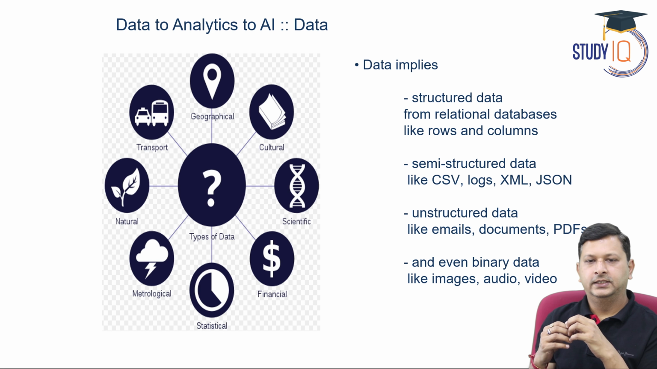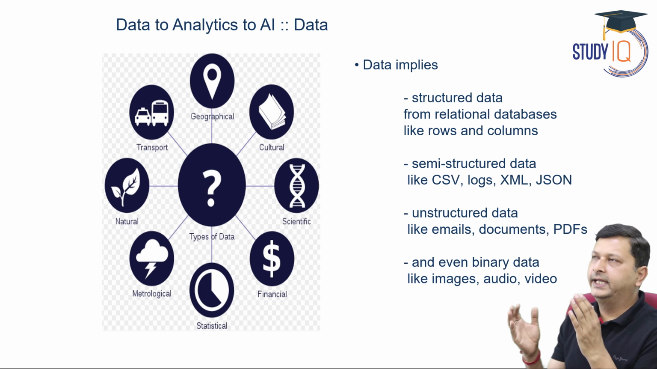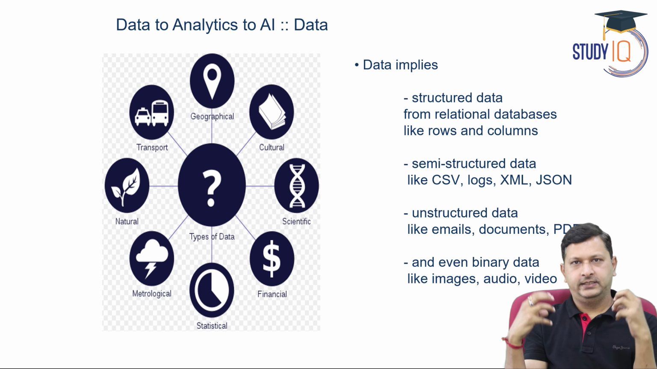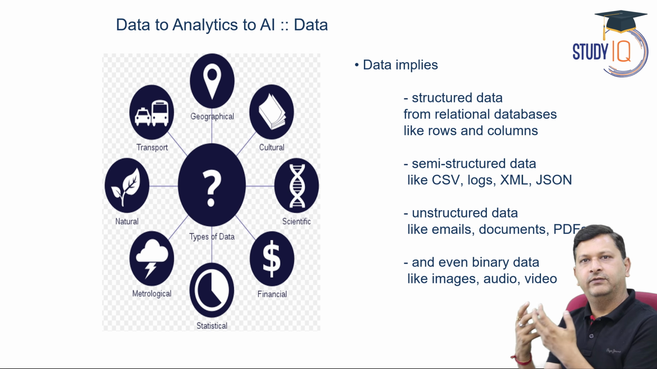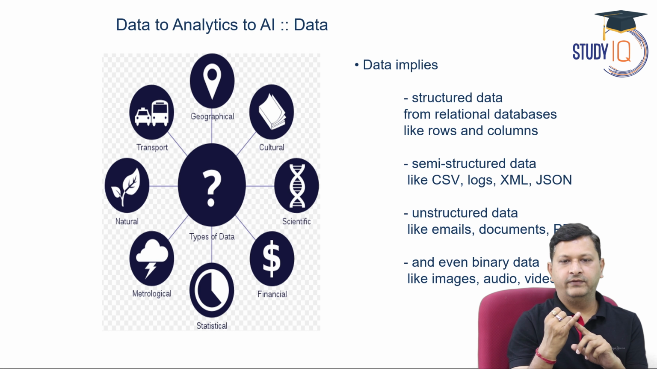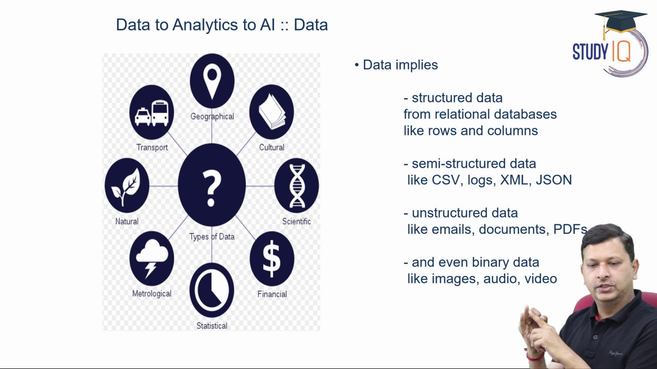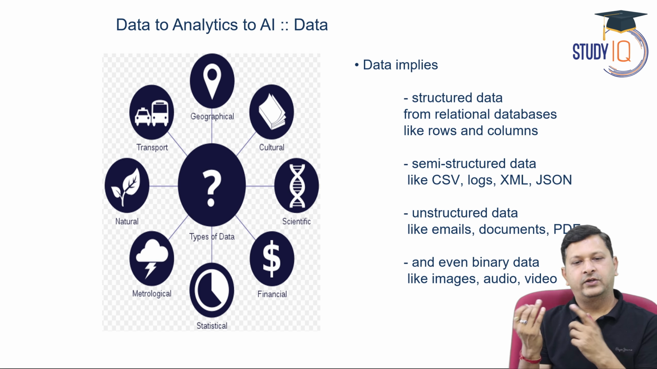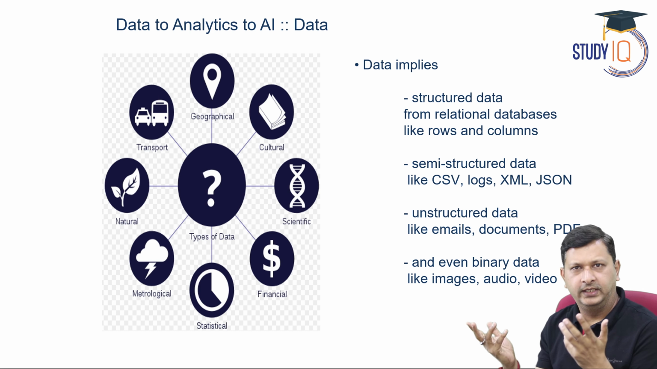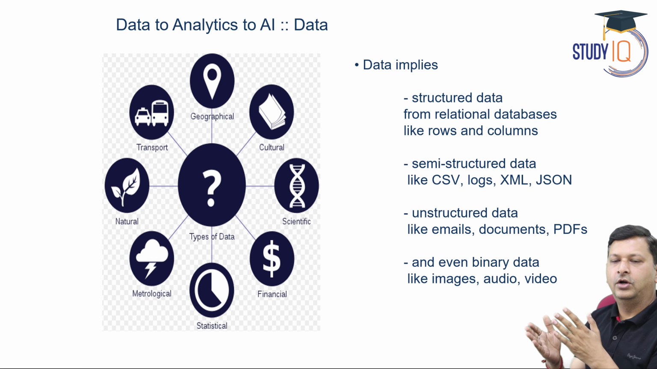So what is data to analytics to AI? What is data? I can break it into two different parts. One is from where the data is coming. There can be several different sources like transport, geographical, cultural, scientific, financial, statistical, meteorological, natural, A, B, C, D, E, F, whatever you can think of. Data can come from any source. This is called the data source.